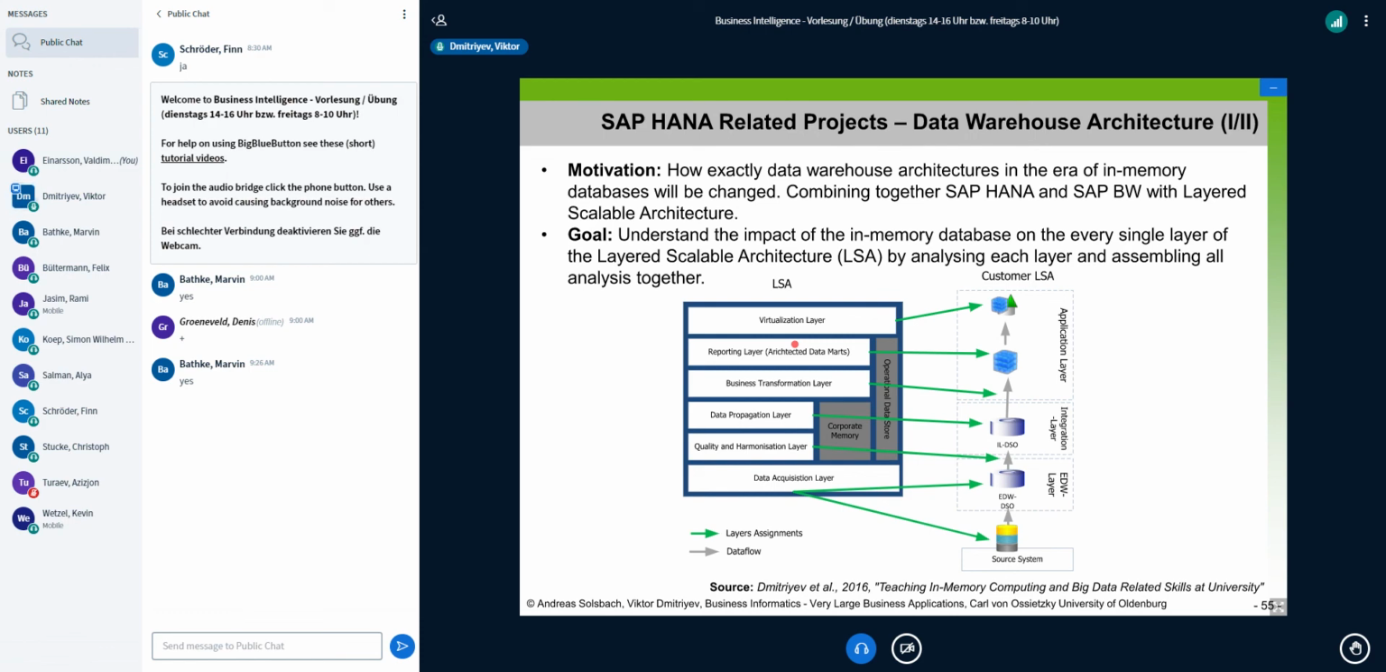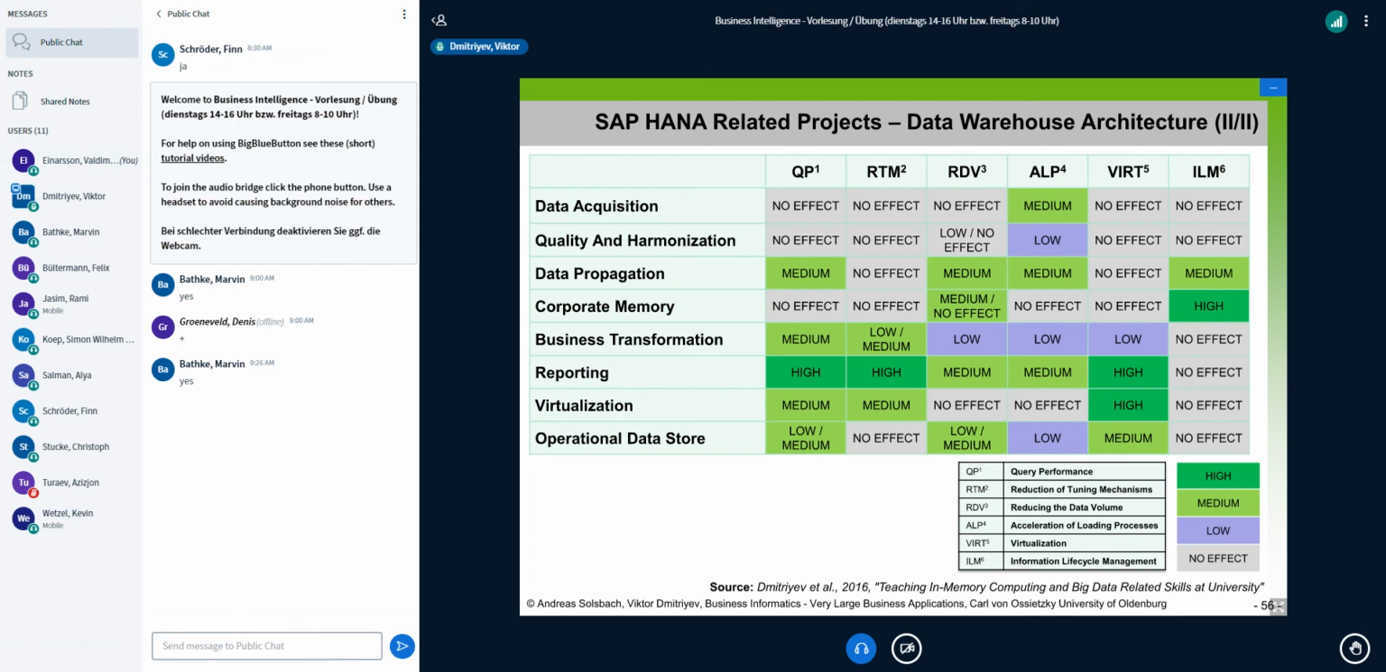How a particular layer could be changed, or is going to be changed, if we introduce SAP HANA, or an in-memory database, into such a constellation. And this is what we found out. So it's like an analytical and practical approach.